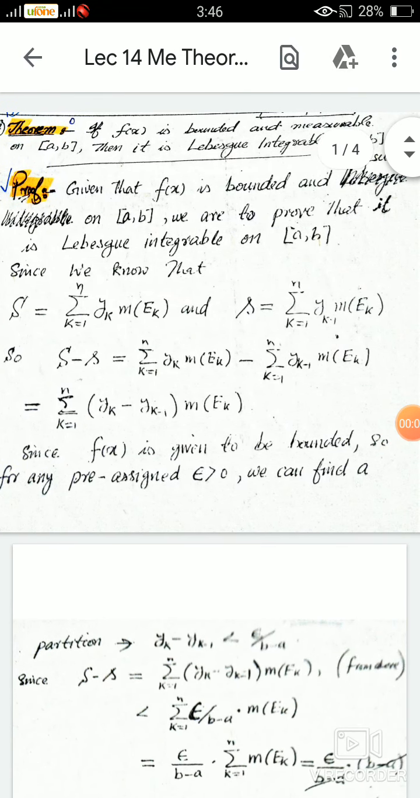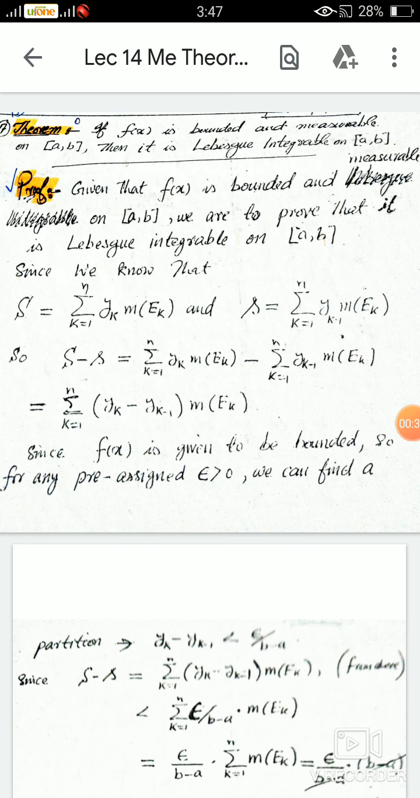Bismillahir rahmanir rahim. Dear students, today our theorem is: if f of x is bounded and measurable on the closed interval [a, b], then it is Lebesgue integrable on [a, b]. It means that if the function f(x) is bounded and measurable, then the given function is Lebesgue integrable. Proof: given that f(x) is bounded and measurable on [a, b], we are to prove that it is Lebesgue integrable on [a, b].